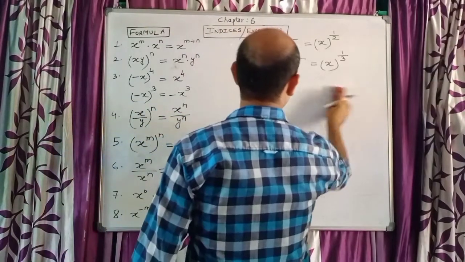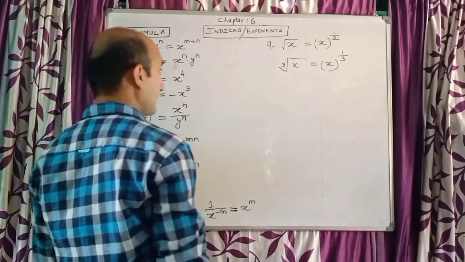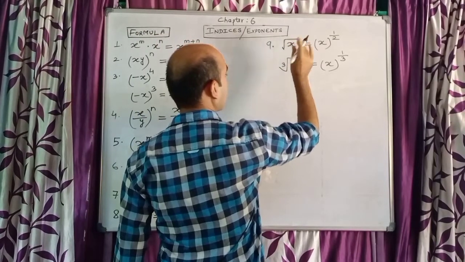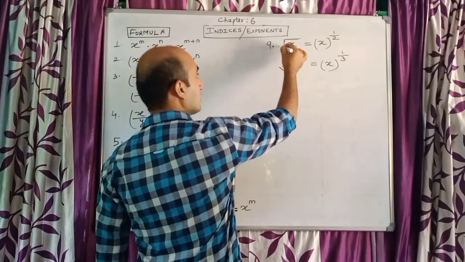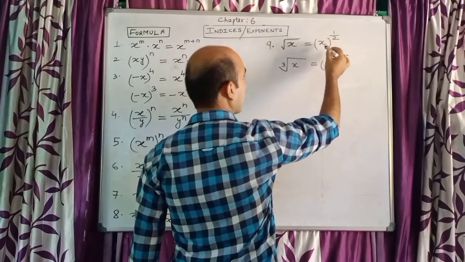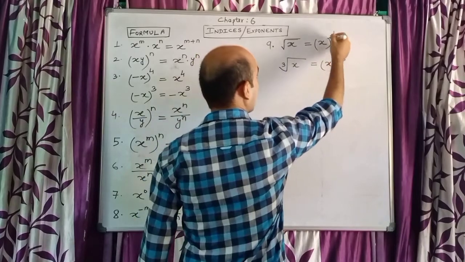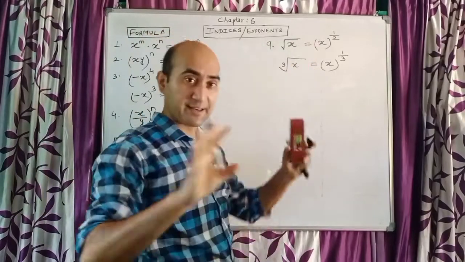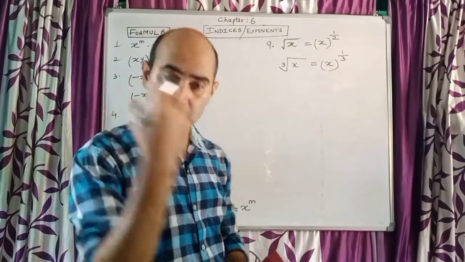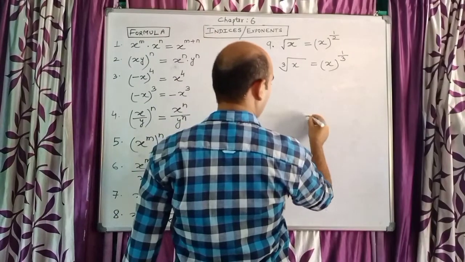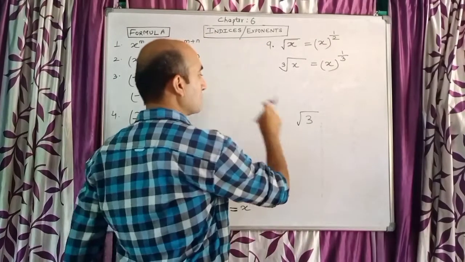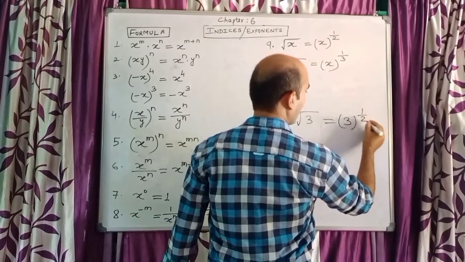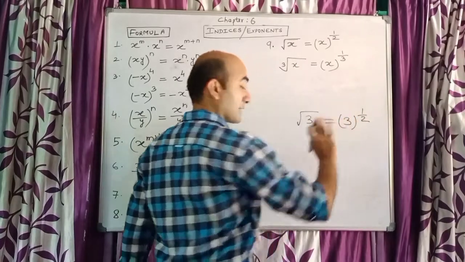Now moving on to the last formula. If you see a root over any number, any variable in this chapter, what you can do to remove this root, you write x to the power 1 by 2. When you write power 1 by 2, the fraction power, the square root vanishes. The square root is removed. For example, you have root over 3 and you want to remove this root from here. You can write 3 to the power 1 by 2, and when you do this, the root is removed.